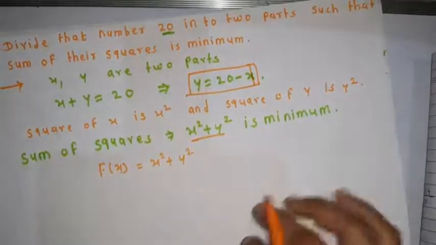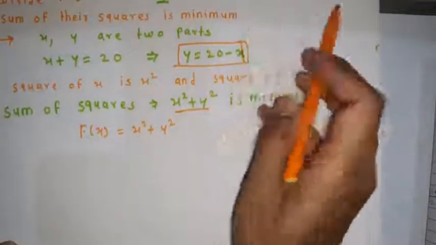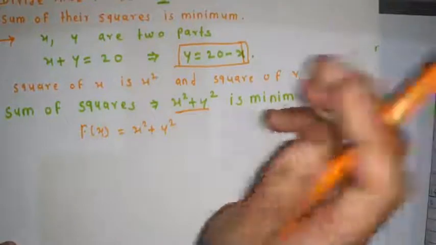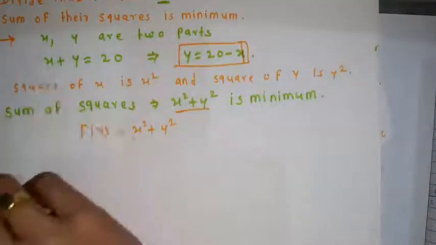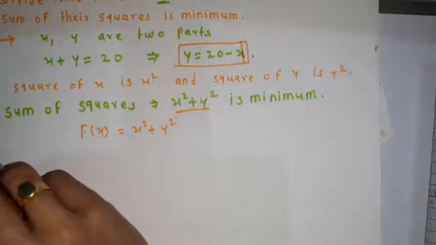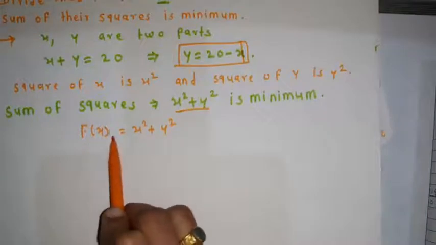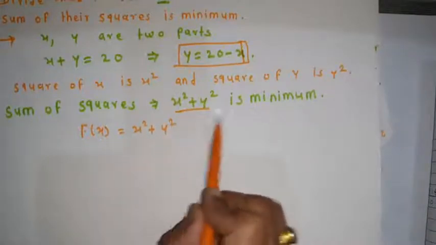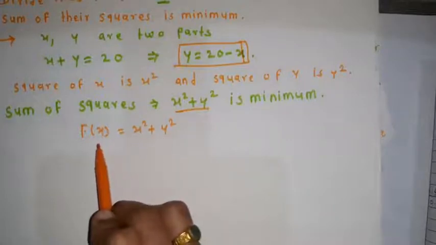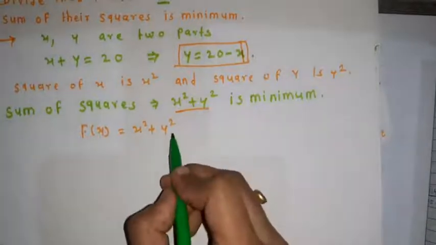Okay students, one thing remember that while solving word problems, whatever the condition is given, like the square is minimum, the dimensions of the rectangle are minimum, according to that condition is our function. That means here f(x) equal to x square plus y square is minimum, and that's why this is our condition for solving the problem. Okay, that is f(x) equal to x square plus y square.